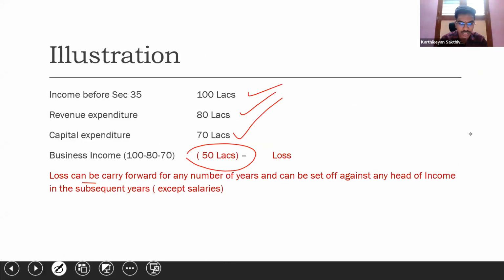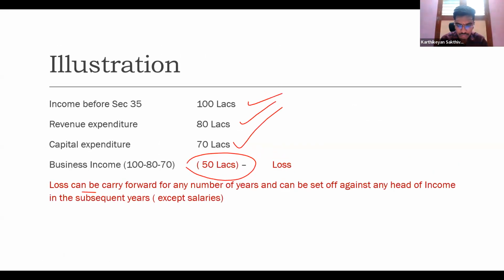So is there any doubts in relation to research expenditure first? Yeah. Others? Is there any doubts in relation to research expenditure?